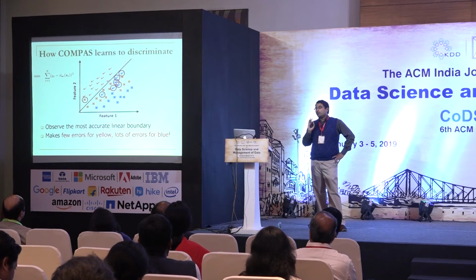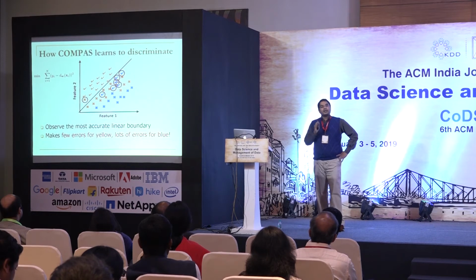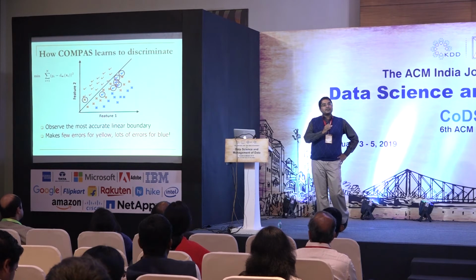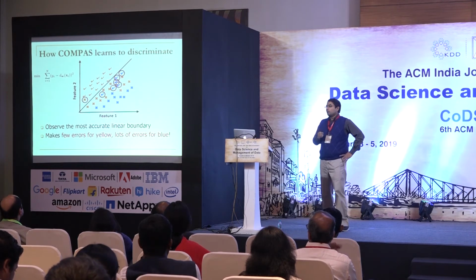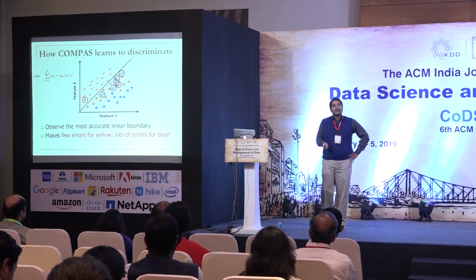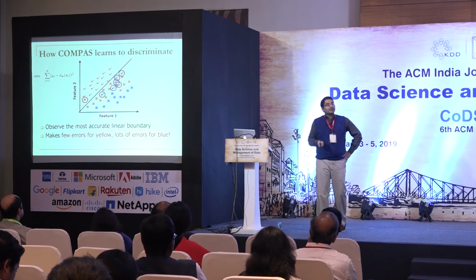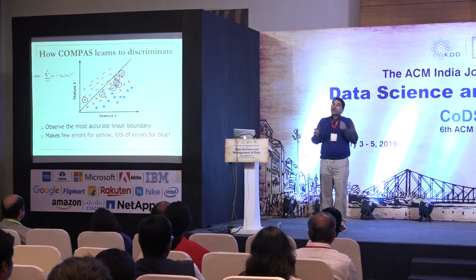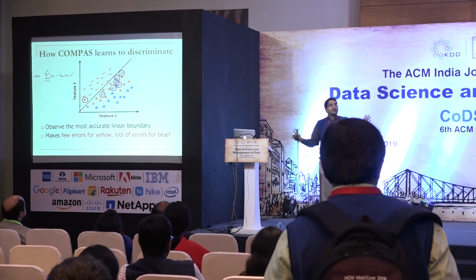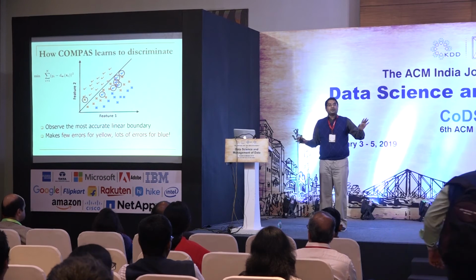Now look at what happened with this most optimal classifier. It actually makes very few errors for yellow, and it makes lots of errors for blue. Worse, the errors that it makes for yellow points are actually false negatives, whereas the errors it is making for blue points are false positives. So what happened? In fact, this should not have been surprising at all, because when we trained the learning algorithm, we tried to make the most accurate predictions across all the points in the training data, like across the global population.